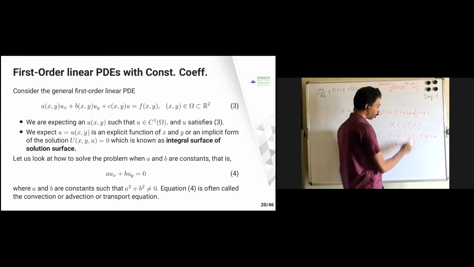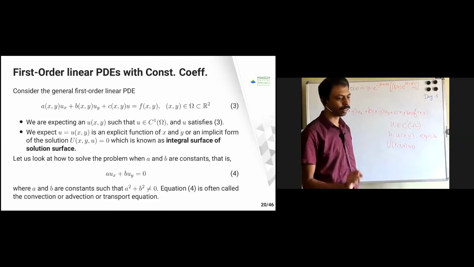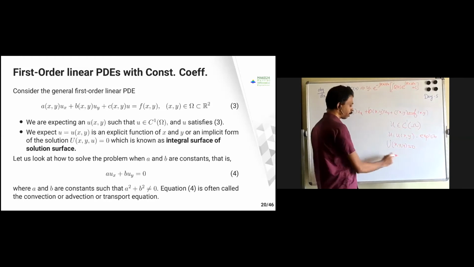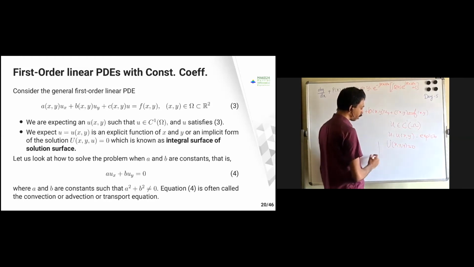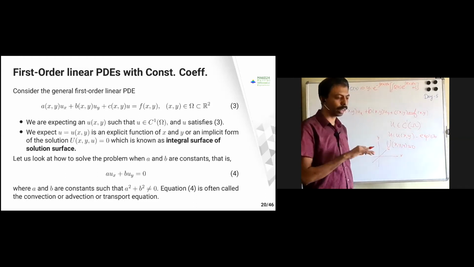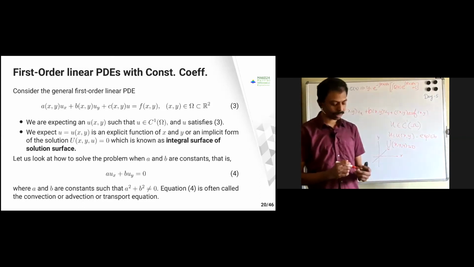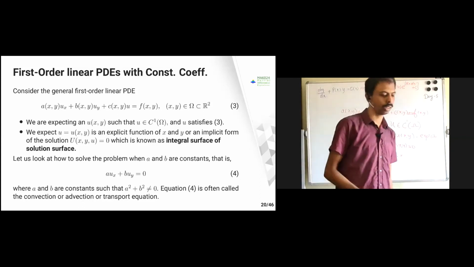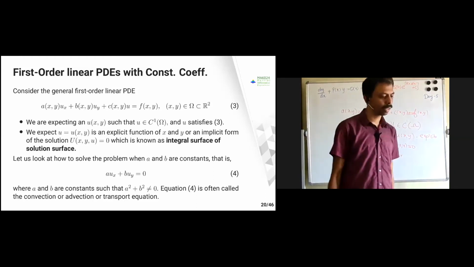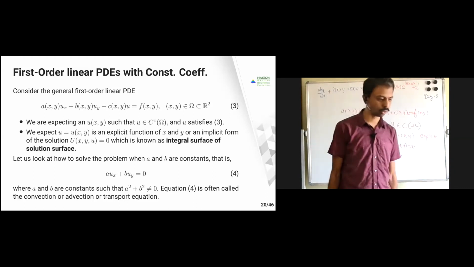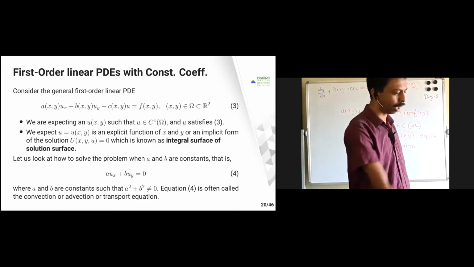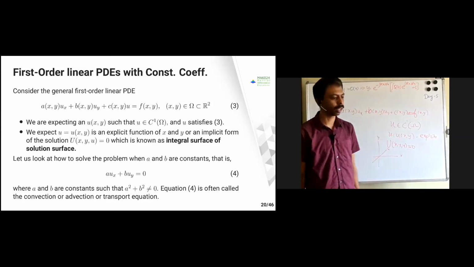In both cases, it is called an integral surface. Because x is a variable, y is a variable, and u is the third variable. So this is x, this is y, and this is u. Then what I get is a surface in three dimensions. That surface we call the integral surface or solution surface.